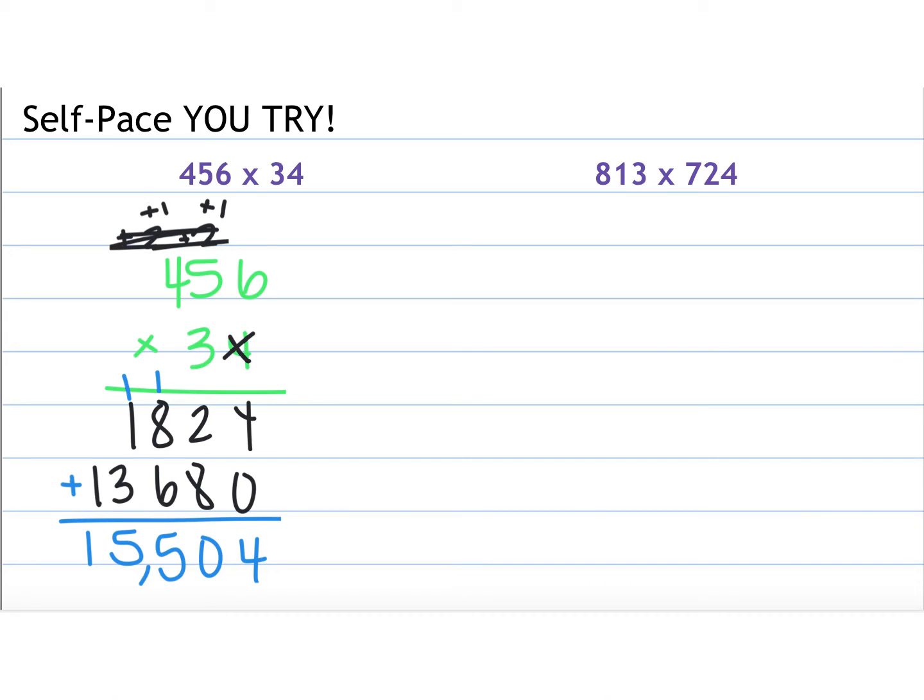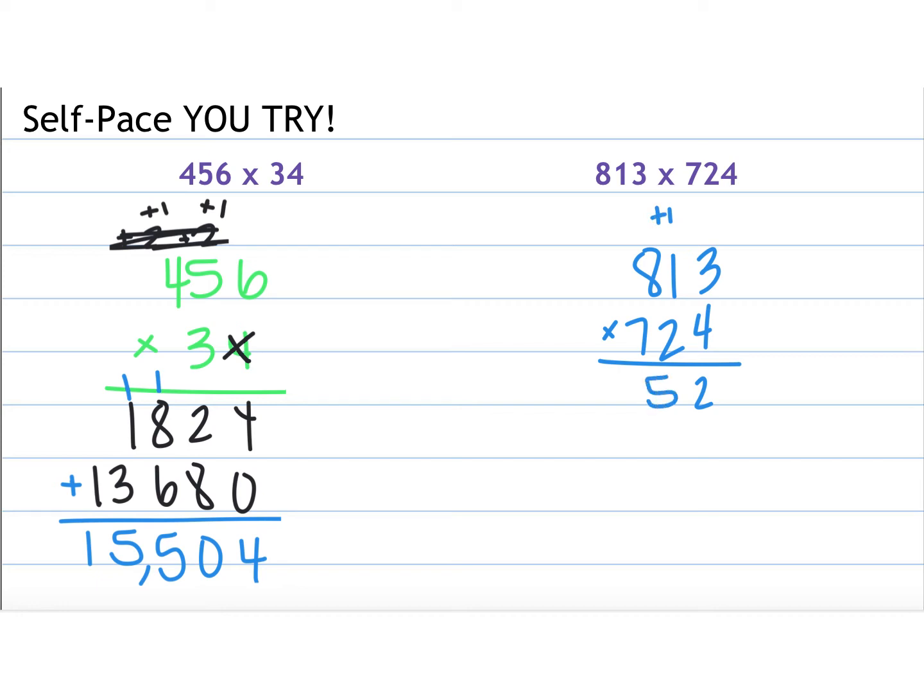Again, if you're feeling comfortable, pause and try it on your own. Start by stacking the numbers on top of each other. Now we're going to start with the 4 and multiply by everything across the top. So 4 times 3 is 12, regroup the 1. 4 times 1 is 4, plus 1 is 5.